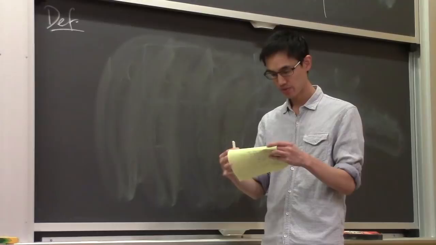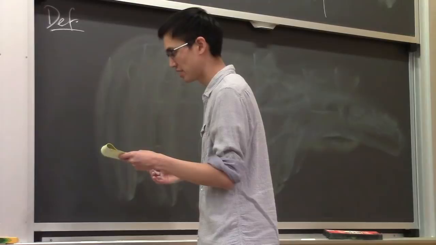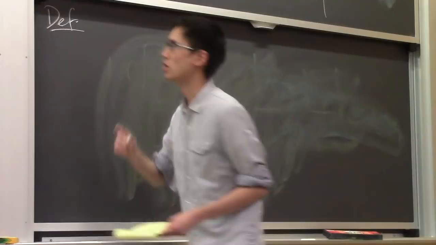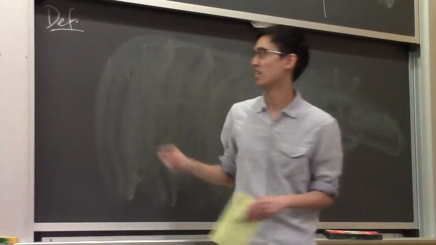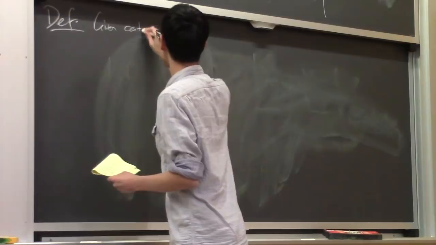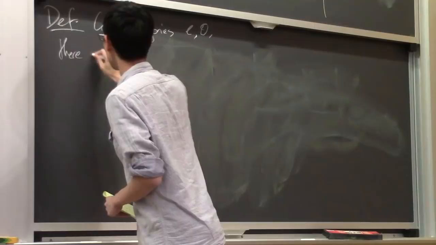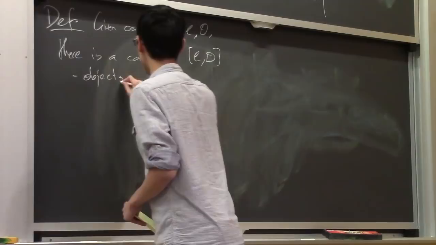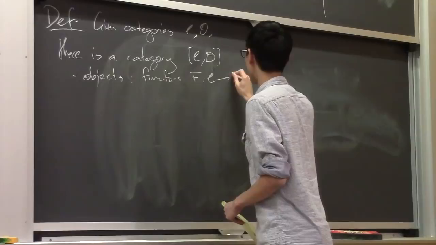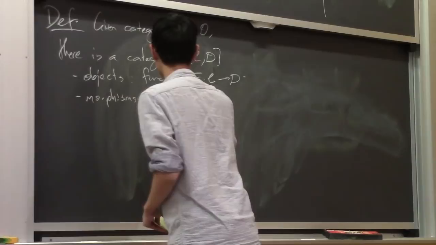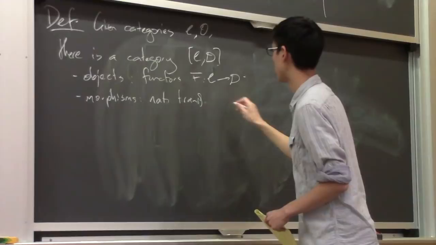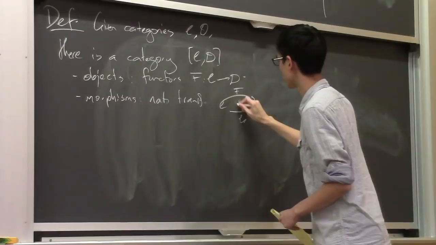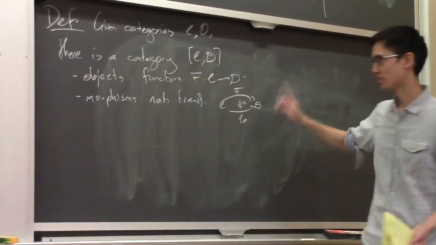Okay, so let's say I'm going to say that functors and natural transformations form a category. Given categories C and D, there is a category written like this, where objects are functors and morphisms are natural transformations. So this means in particular that there's this notion of an identity natural transformation and composing natural transformations. This is called the functor category.